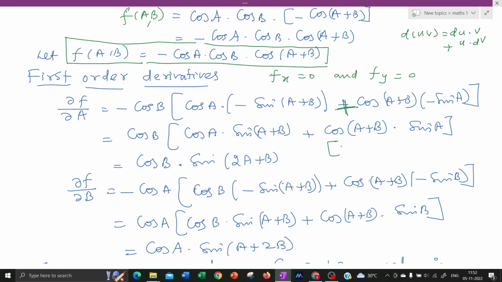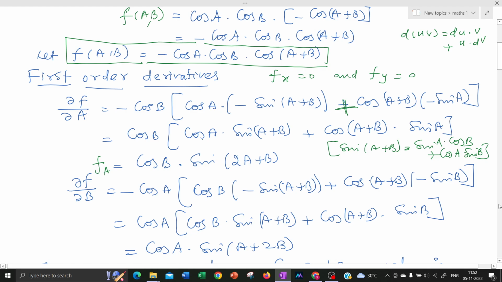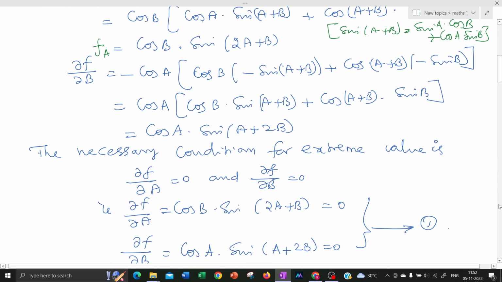So what is the formula for sin of (a plus b)? Sin a cos b plus cos a sin b. Using this formula we can write that fa, that is dou f by dou a, as cos b into sin of (2a plus b). In the similar manner we can find fb. So what is dou f by dou b here? That is fb is cos a into sin of (a plus 2b).